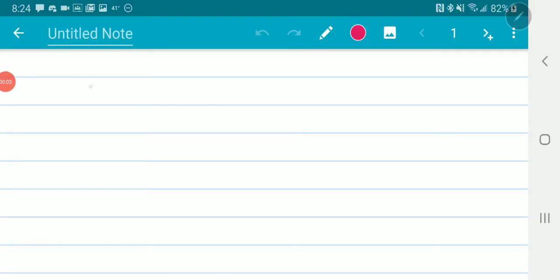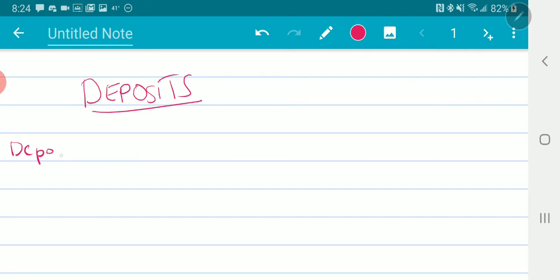And today, the big thing that we're going to be talking about is deposits. So that's our topic for today's lesson. So what is a deposit? So here we start with some vocab.